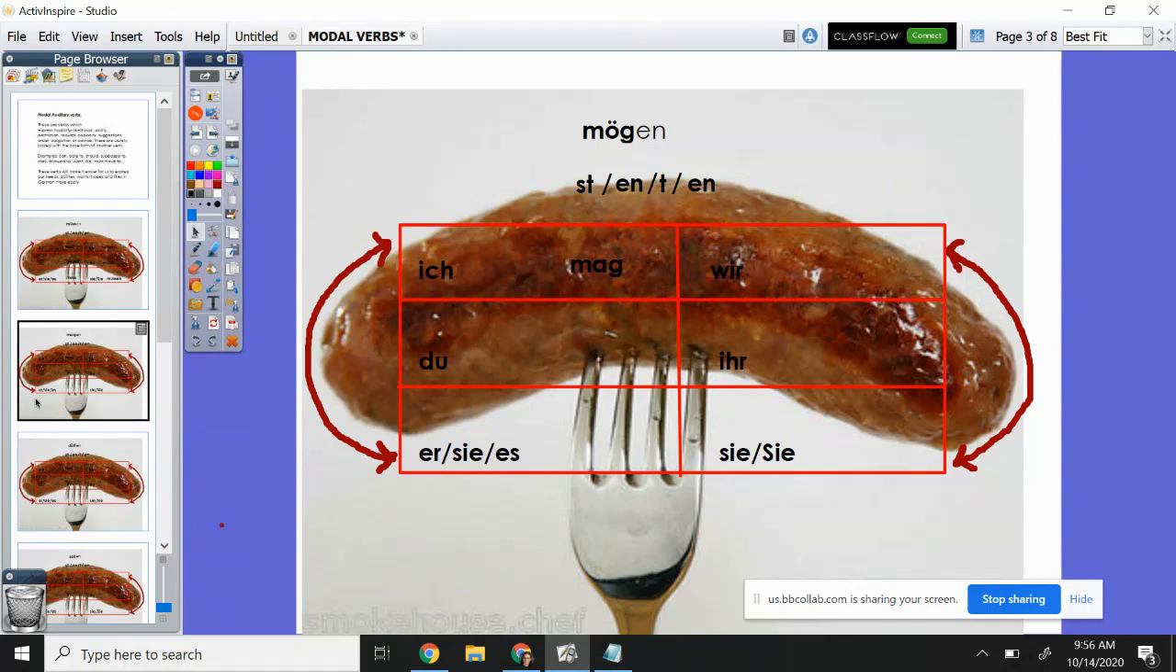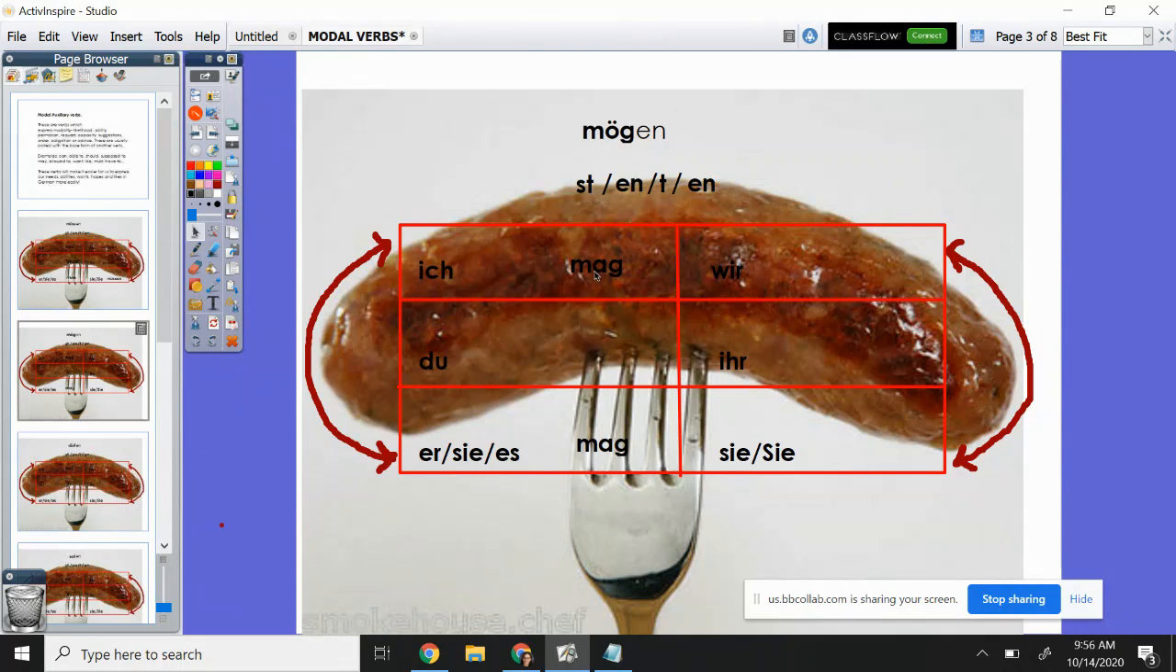Mögen means to like. So we have our ich form there, and we have our infinitive form up here. If we know that our ich form is mag, we also know that our er/sie/es form is mag. It's going to be hard to get used to the fact that with our modal auxiliary verbs, ich does not end in an E and er/sie/es does not end in a T, that these forms are the same.